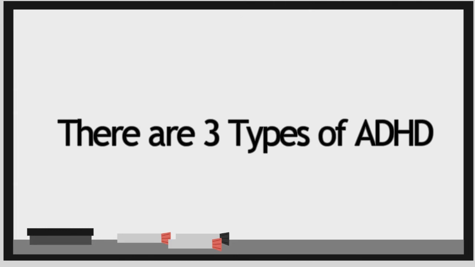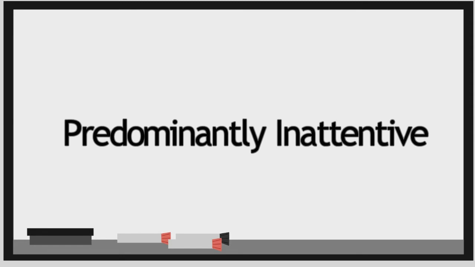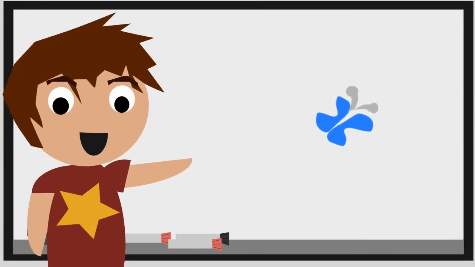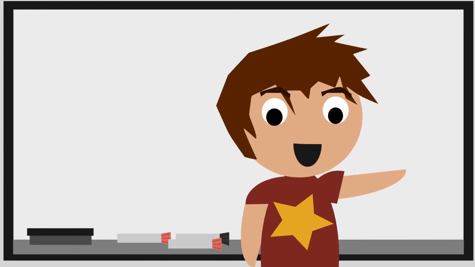Generally, there are 3 types of ADHD that a student can be diagnosed with. The first type, predominantly inattentive type, means it's hard for the individual to organize or finish a task, pay attention to small details, or follow instructions or conversations. The student is easily distracted and often forgets details of daily routines.